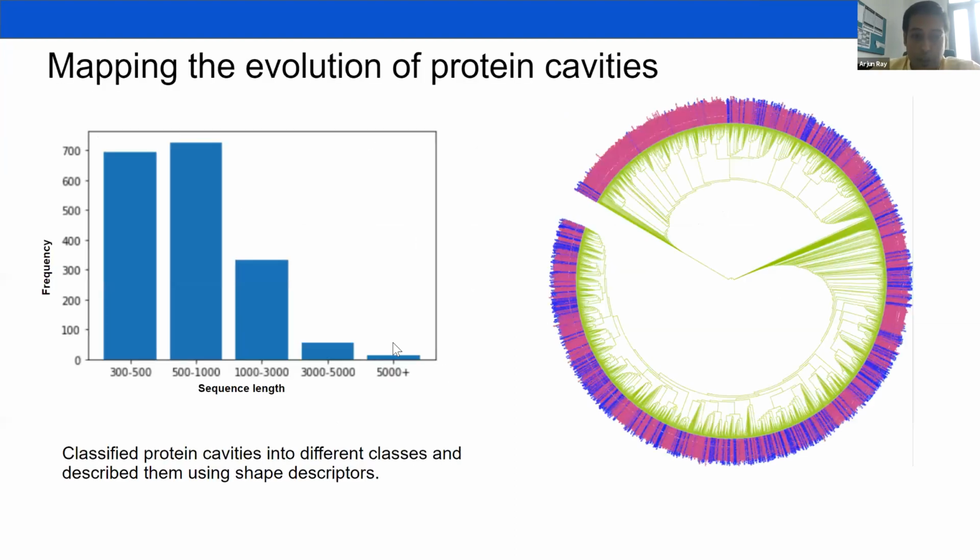So the first step was to take out all the protein cavity bound structures from the PDB, and we found that there was a wide range, all the way from 300 to 500 to up to 5,000 plus structures. And we did an evolutionary mapping of it, but we kept the evolutionary mapping for later on.